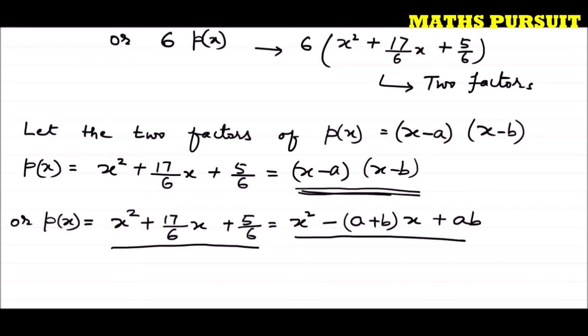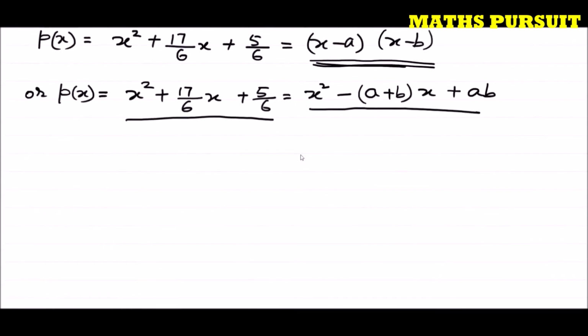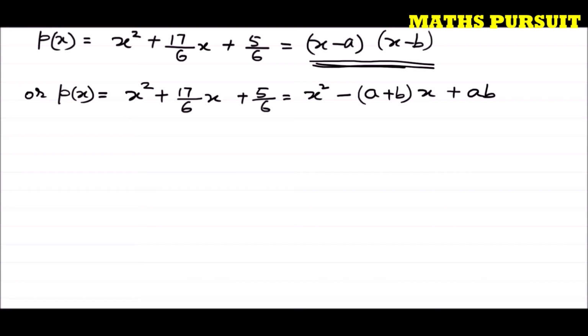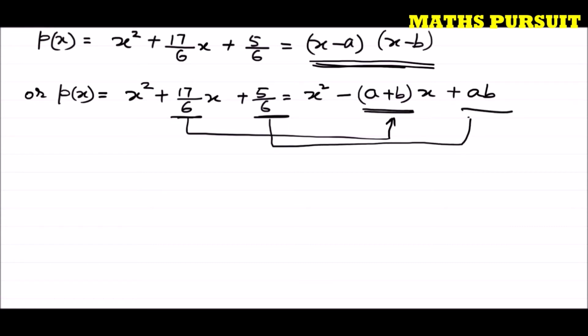Let us try to compare this x to the power 2 minus (a plus b)x plus ab with the polynomial x² minus 17 upon 6 x plus 5 upon 6. If we compare, you can see that this a plus b is nothing but this 17 upon 6, and this 5 upon 6, the constant term, is nothing but this ab.